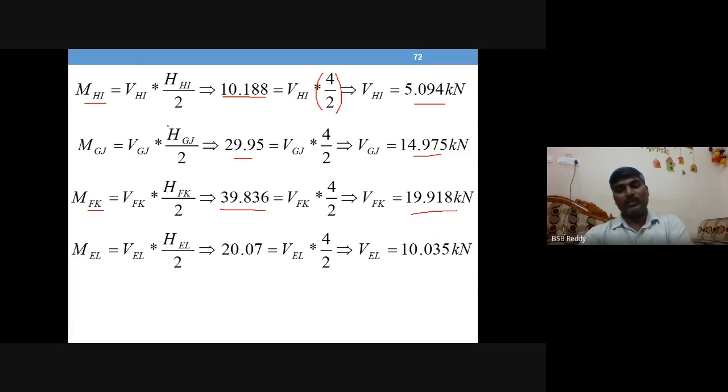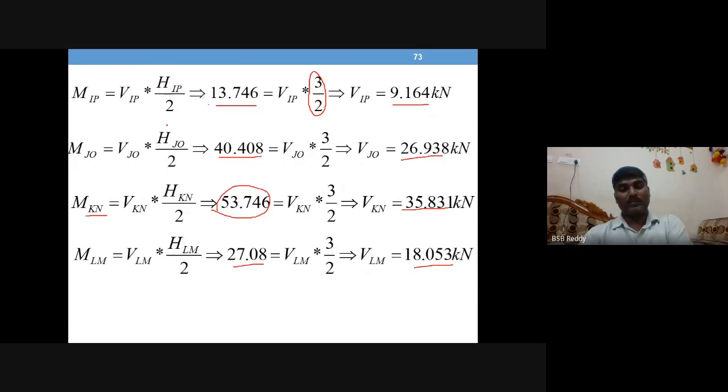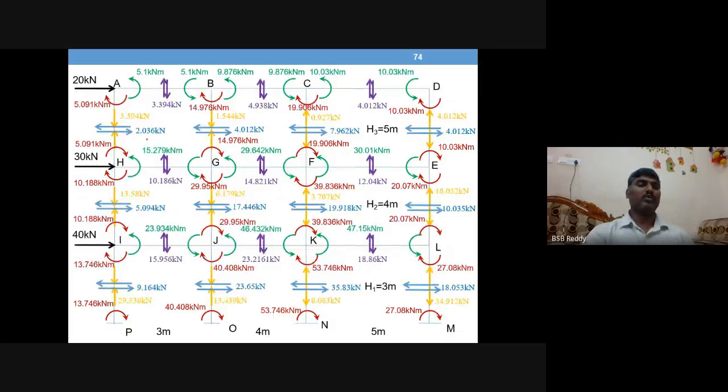So let us see how that is to be represented in the diagram. The blue colored arrows are the column shear values that I have mentioned. You can see your diagram should look exactly like this. This is what I said. This arrow is going to cause this moment. This arrow is going to cause this moment. Likewise, all other columns.